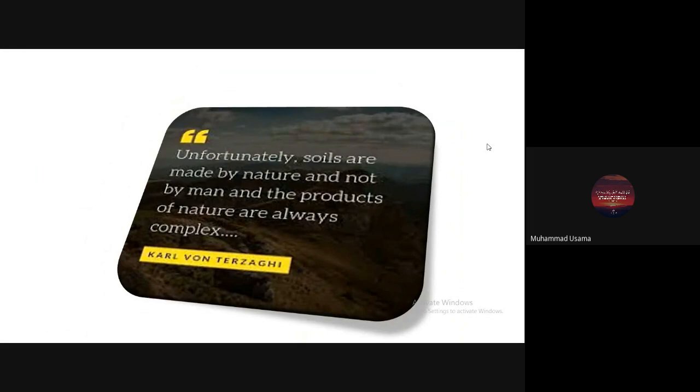Unfortunately, or maybe fortunately, soils are made by nature and not by men, and the products of nature are always complex. Karl von Terzaghi.